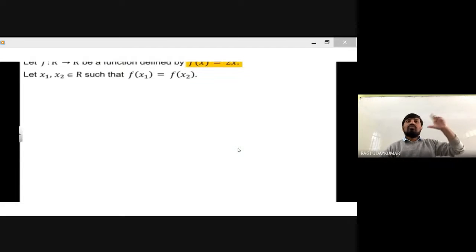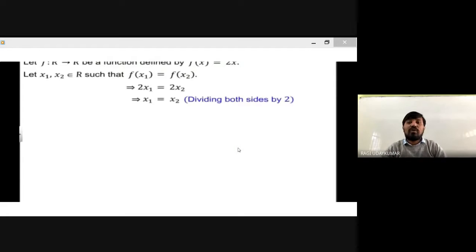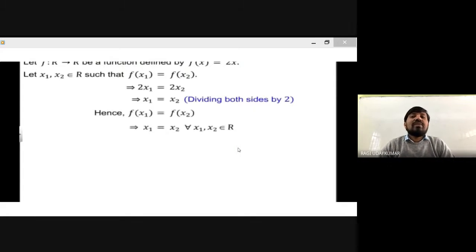That is nothing but two elements are taken, and they are mapped to a single element, because f(x1) is the same as f(x2). Both are equal. We will consider that both are mapped to one element. When both are mapped to one element, they are not different, they are the same element, meaning x1 equal to x2 we have to prove. So simply 2x1 is equal to 2x2, and x1 is equal to x2 by dividing by 2, so we will say that this function is a one-one function.